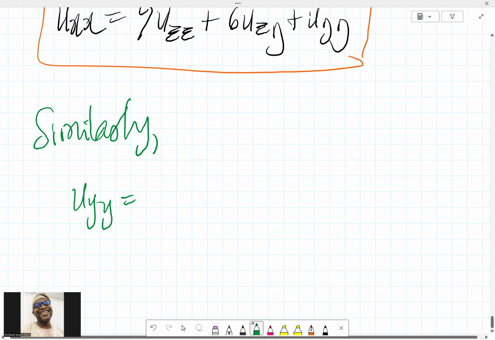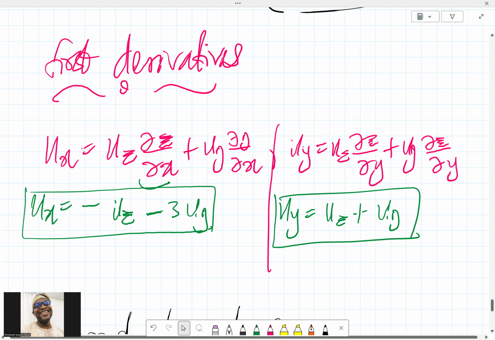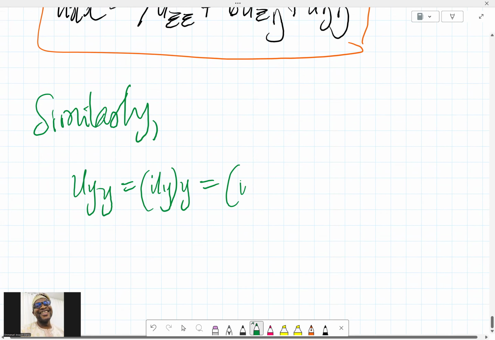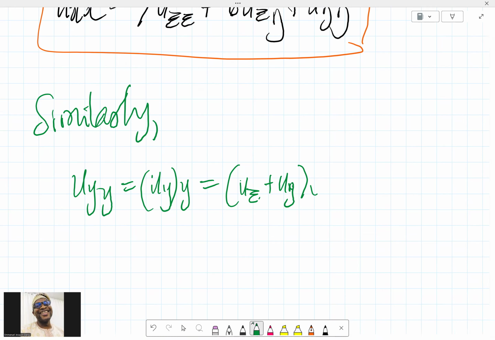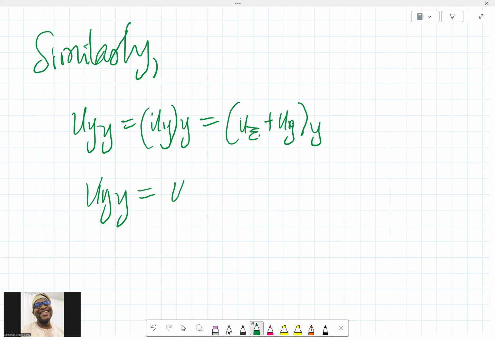Uyy would be, so that's the ui we had already. Uy differentiated with respect to y again. And that implies that what is our ui already? Ui is u psi plus u eta. So u psi plus u eta with respect to y. And that is going to be a chain thing. So at the end of the day, if you go through the whole chain rule thing, we have uyy to be u psi psi plus 2u psi eta plus u eta eta.